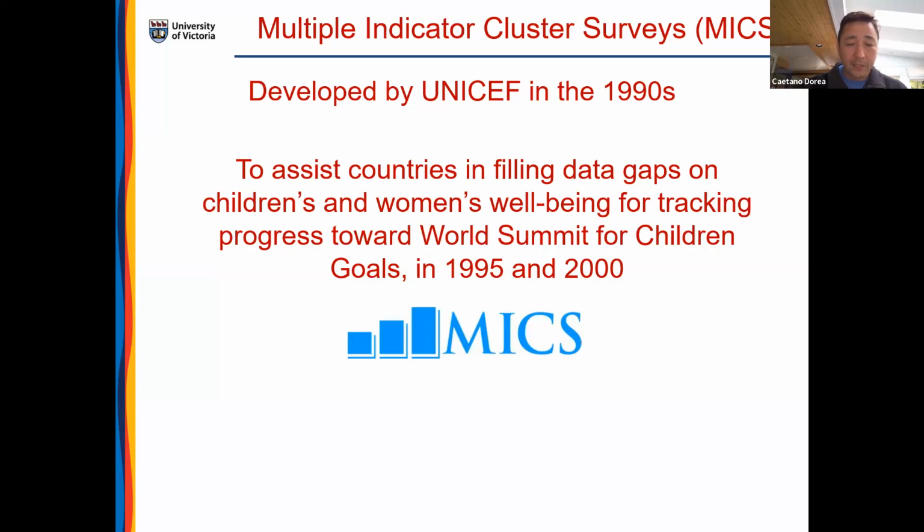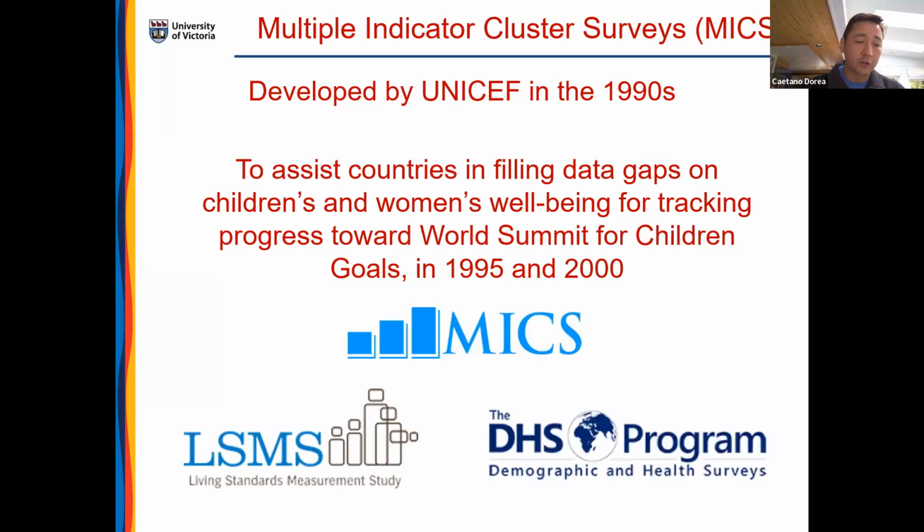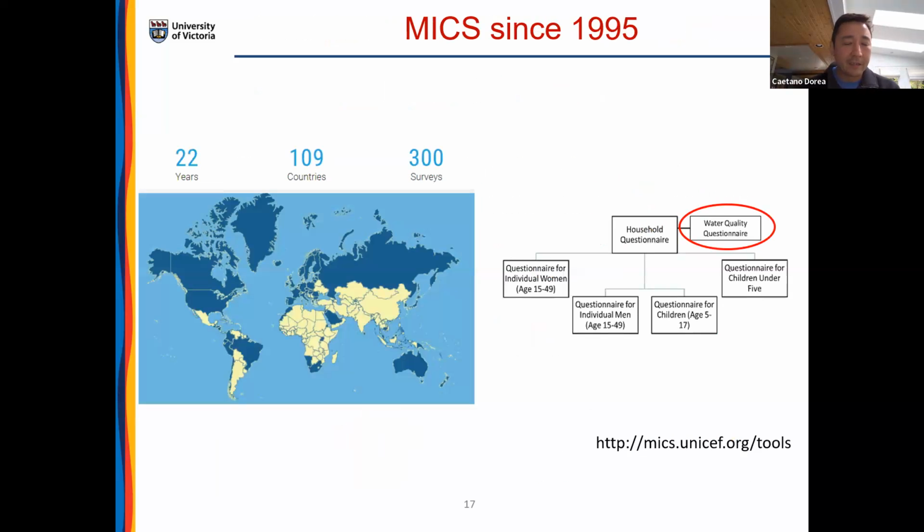There are other types of surveys, so MICS is just one of them. Among household surveys, there's the LSMS, the Living Standards Measurement Study, and the DHS program. LSMS is the World Bank version, and DHS is from USAID, and they have similar types of surveys. MICS has been running since 1995, and that's over 22 years.